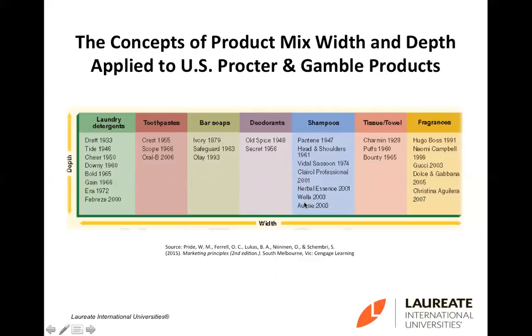So if you look at this one here, it reflects the width of the product, or the number of product lines. They have laundry detergent, toothpaste, bar soap, deodorants, shampoos, tissues, towels, fragrances. They reflect the number of product lines or product width. Whilst within the same product lines, they have varieties as well. That's what we call the depth of the product, or product depth.